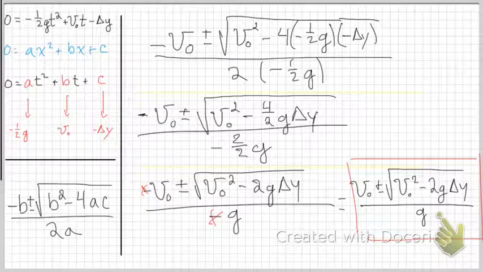So we have found, this is the equation that shows us, it is equal to t, which was our variable we were solving for. So t is equal to v naught plus or minus square root v naught squared minus 2g delta y divided by g. So there could be two values for t there.